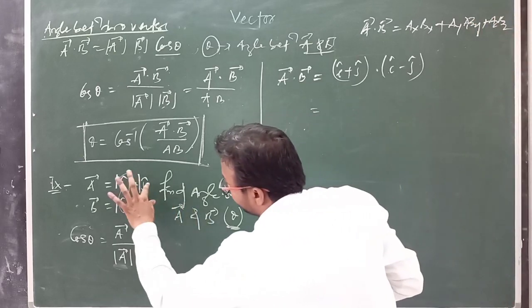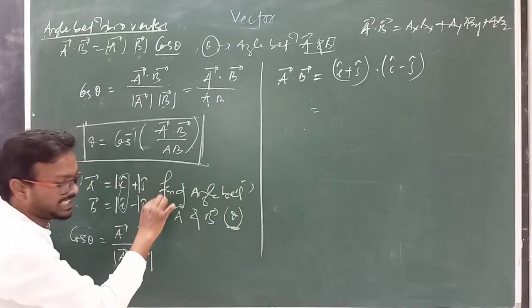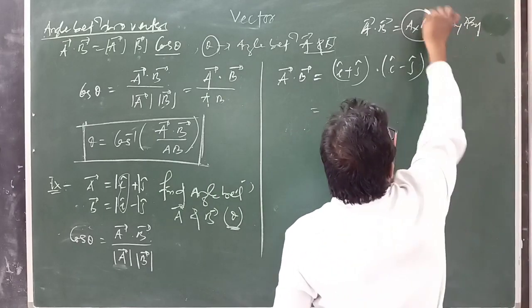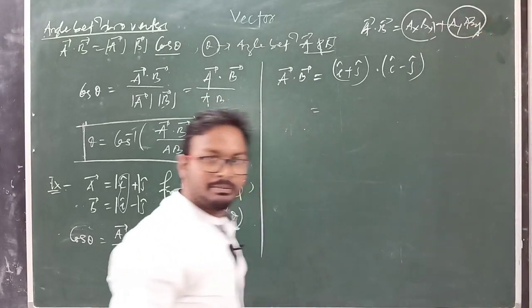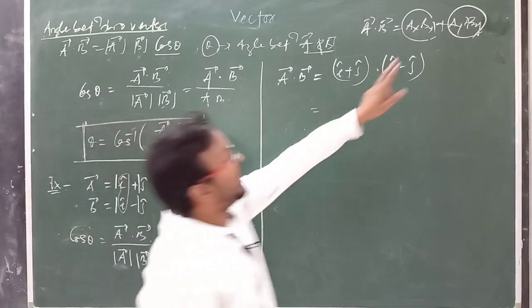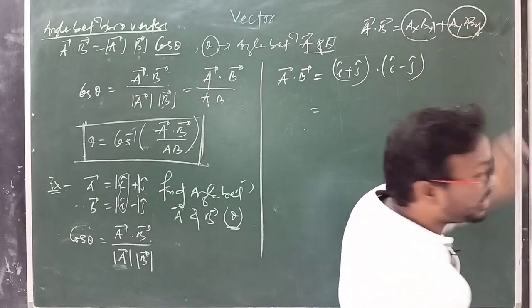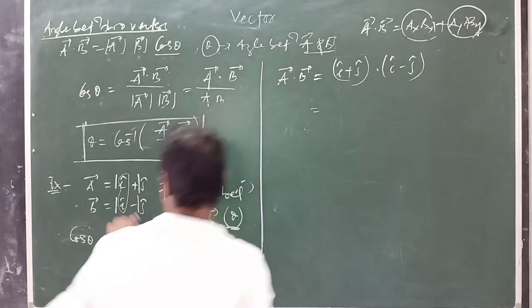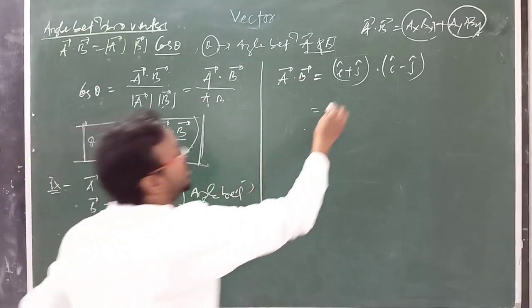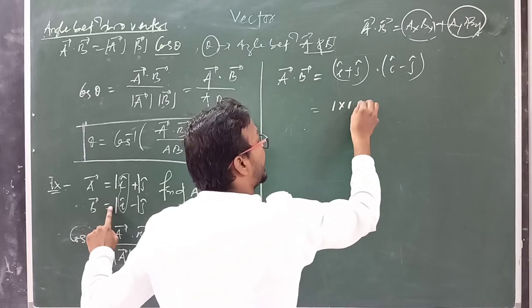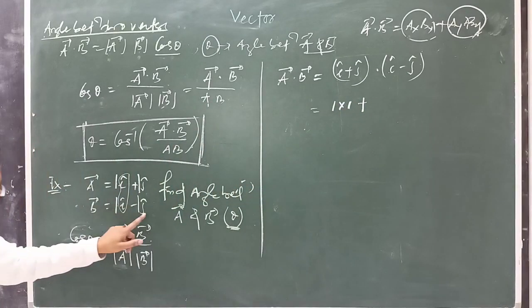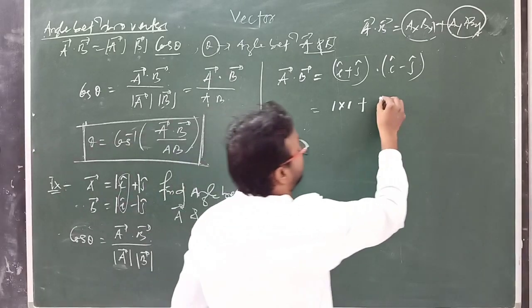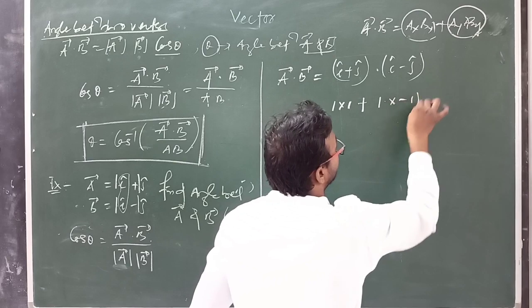But the third quantity here would be k cap. There is no k cap, so the third term will be 0. There is no third term, meaning we only have ax bx and ay by. Clear? But we have to use ax bx and ay by with their signs. Then i cap, j cap: ax bx equals 1 into 1, plus j cap, but 1 into minus 1. Here the sign is minus 1, so you can write 1 into minus 1.